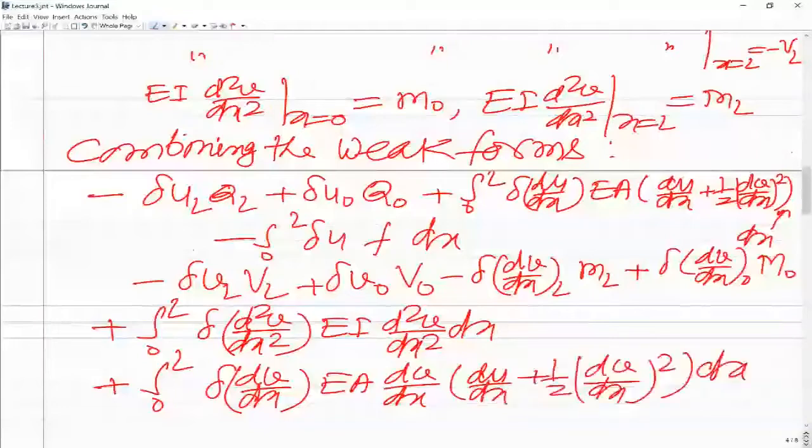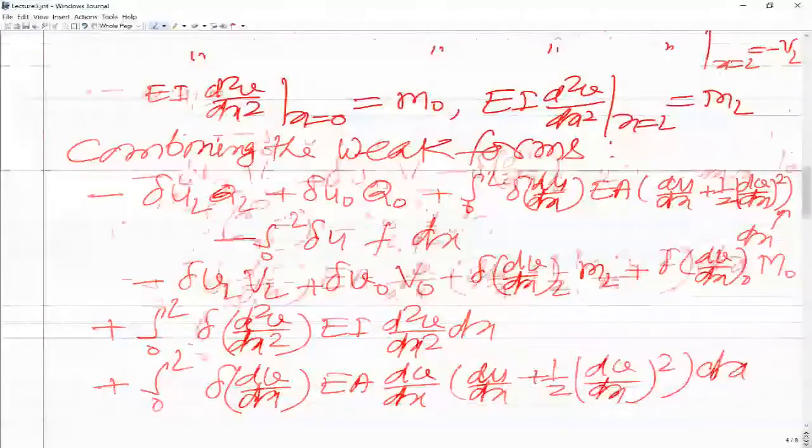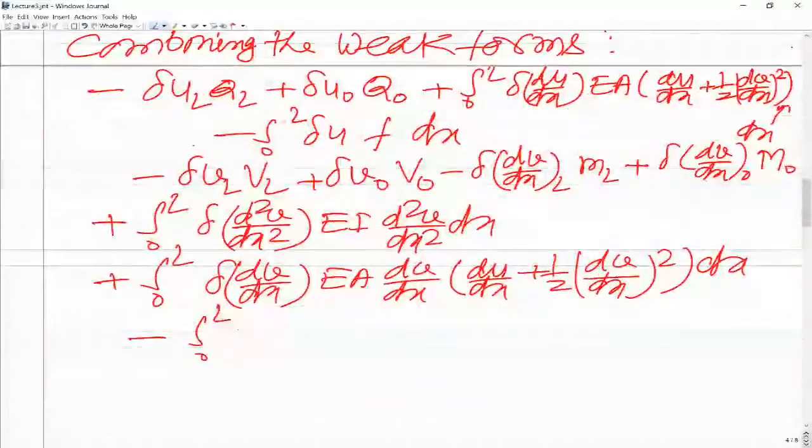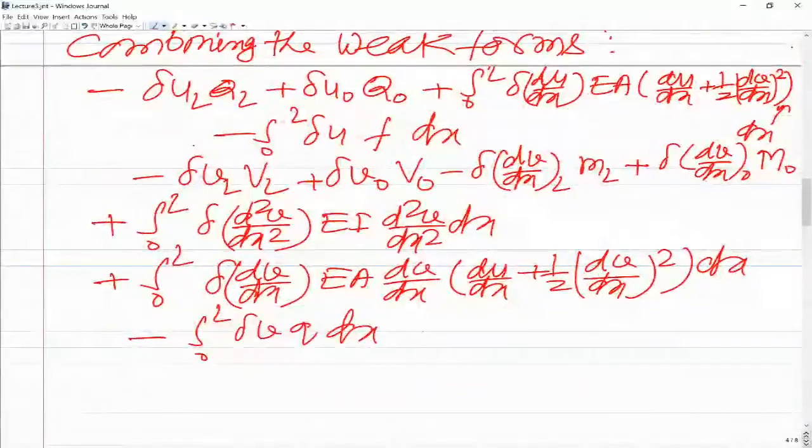And the last term from the second weak form is integration 0 to L delta v q dx. Because both the weak forms are separately 0, their summation will also be 0, so the whole thing is actually equal to 0.